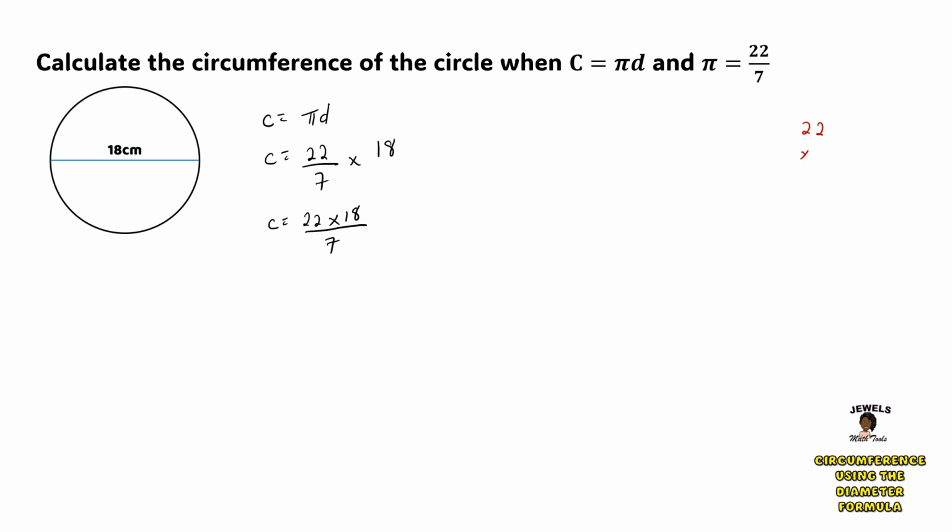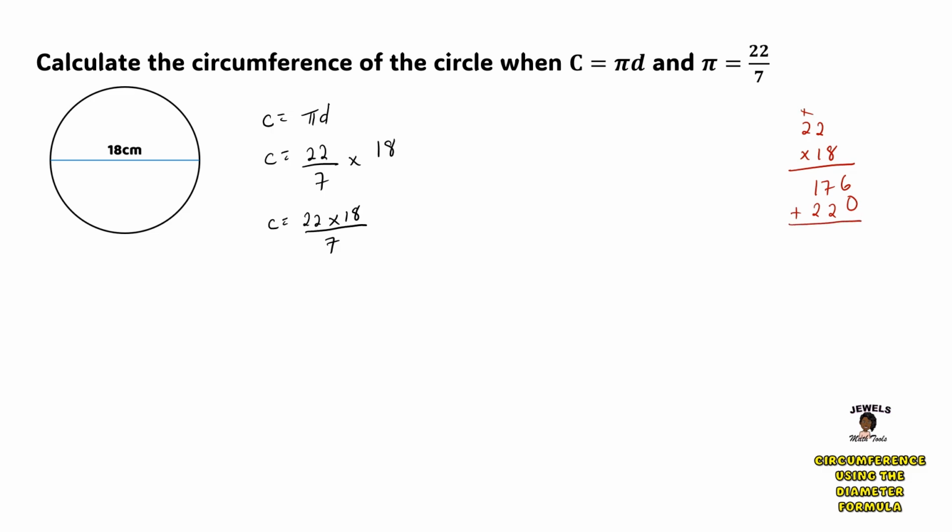So we have 22 being multiplied by 18. 8 times 2 is 16. We'll put our 6, carry the 1. 8 times 2 is 16 plus 1 is equal to 17. We're now going to add a 0 and begin multiplying by our 1. 1 times 2 is 2. 1 times 2 is 2.